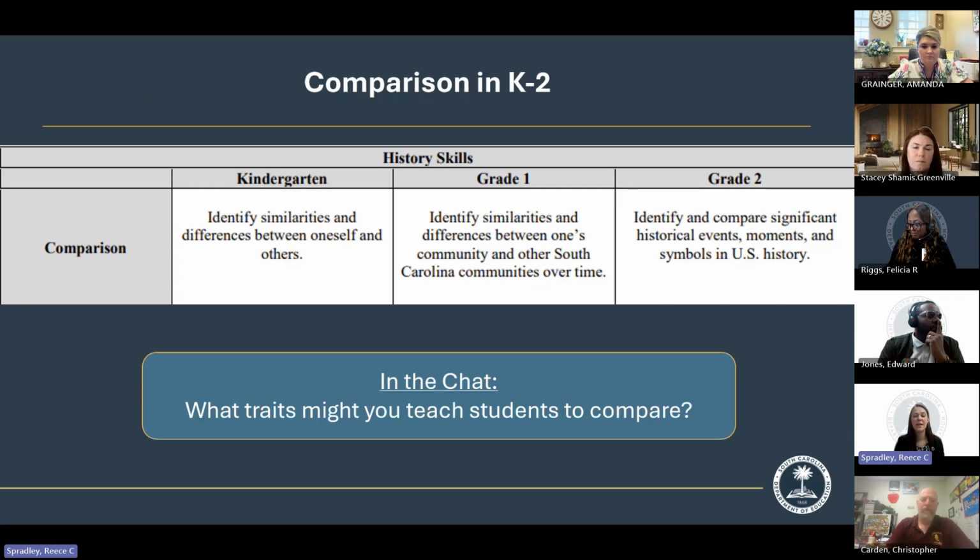And this is from Appendix A in our standards document as well. I find sometimes people don't realize we have a progression for K-2, but that is in the back of our standards document. Color, size, shape, number. Yes. So some physical characteristics.